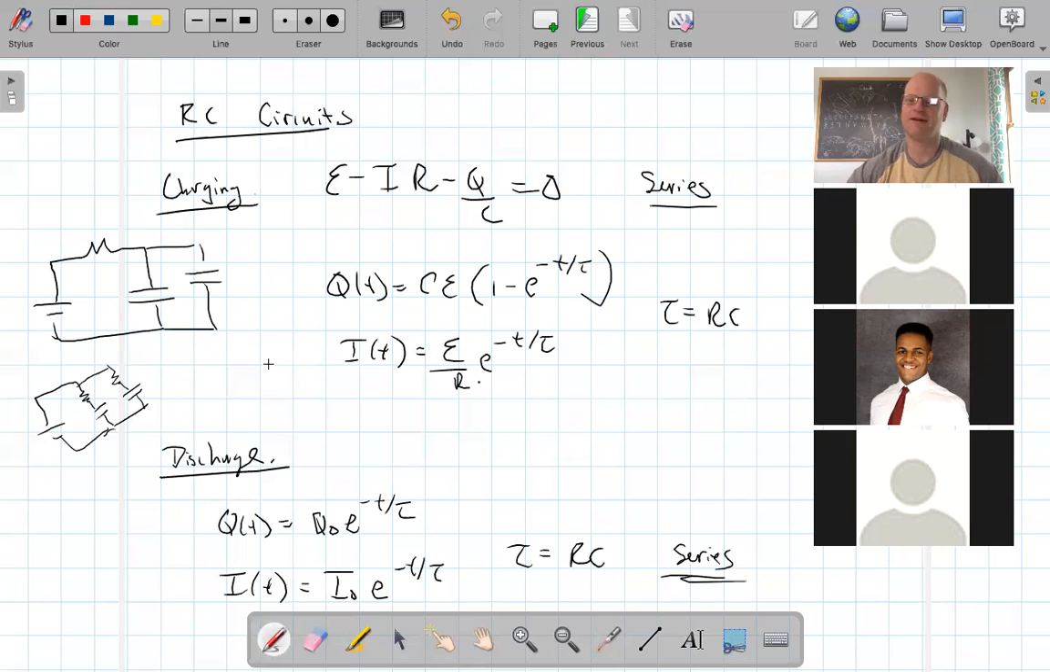Does that make sense? Yeah. Good. So yeah, so basically I would just have to set up Kirchhoff's loop rules, get equations that look something like this. Use the fact that, again, I is equal to dq over dt, do the separation of variables and all that stuff that we did before, and then basically have to solve it that way.